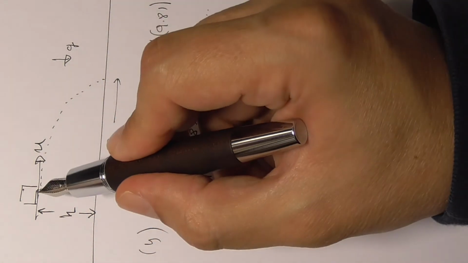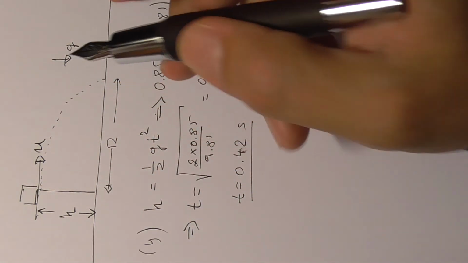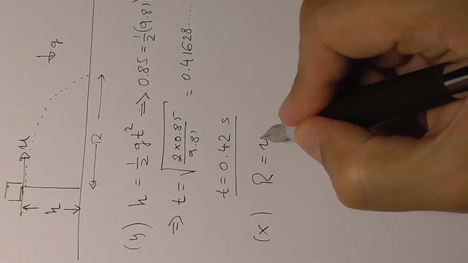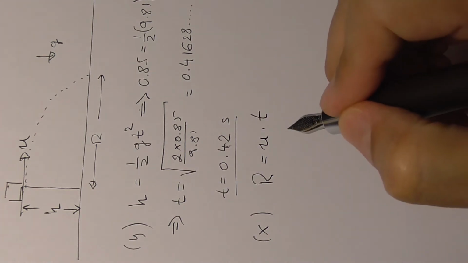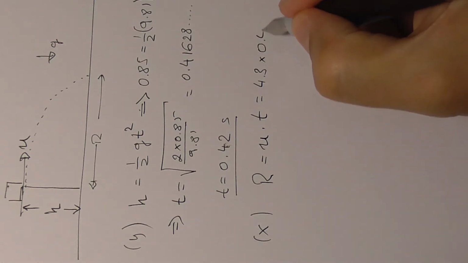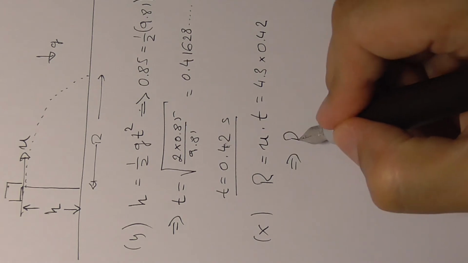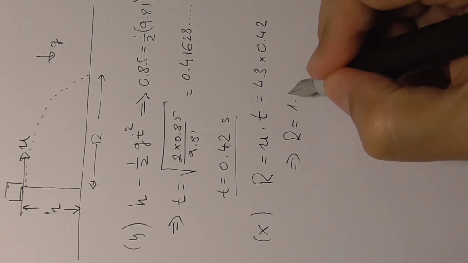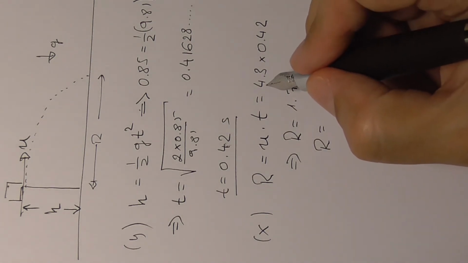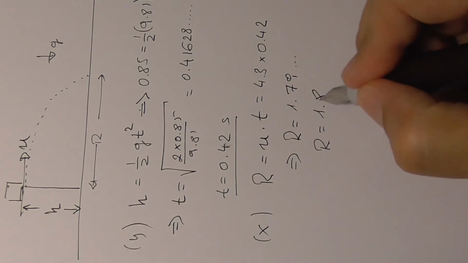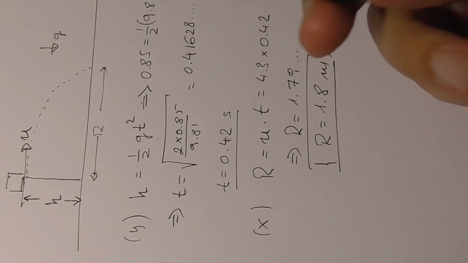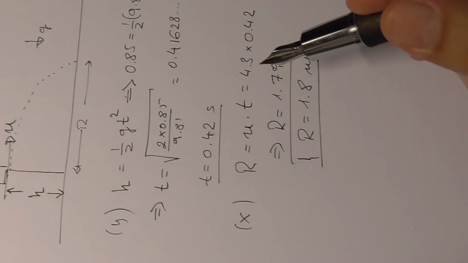And during this time, the distance covered in the horizontal axis is the range. So this is the initial speed times the time. Substituting, this is 4.3 times 0.42, and the answer is 1.79. And again, I need to round this to the least number of significant figures. So this is 2, this is 2, so that's my answer. And you can listen to the pen, how nice it squeaks on the paper.